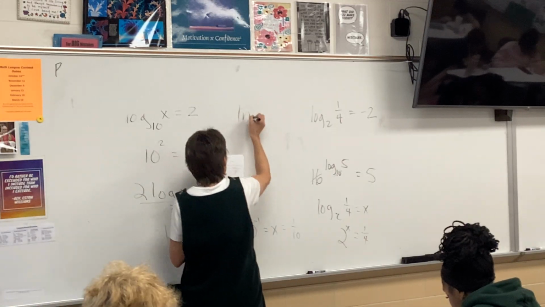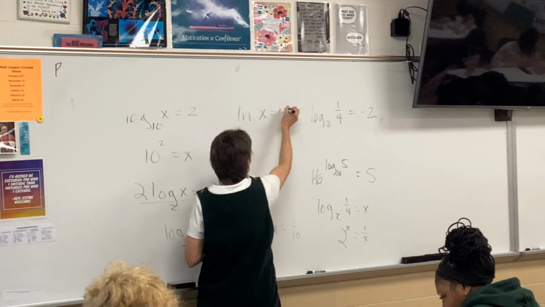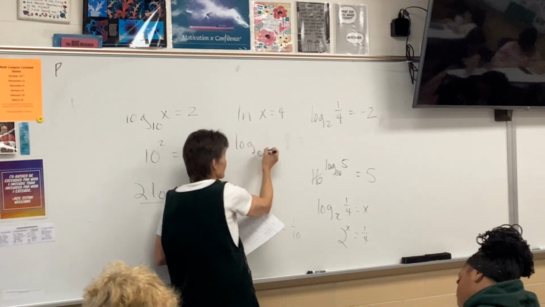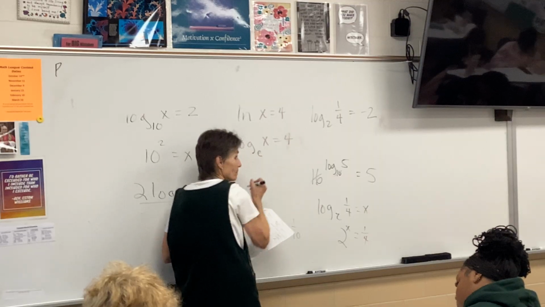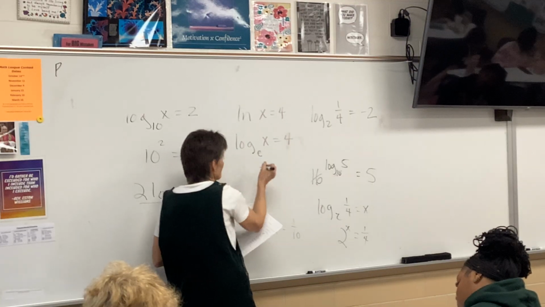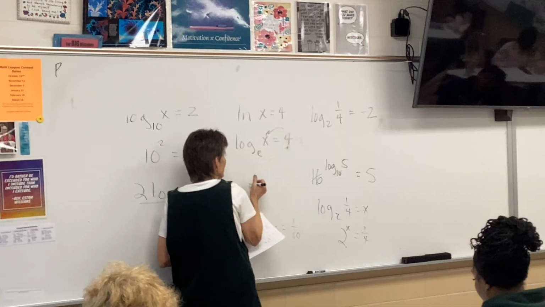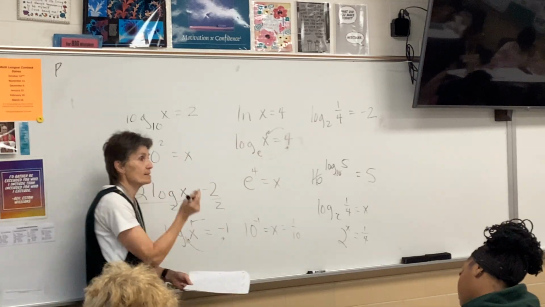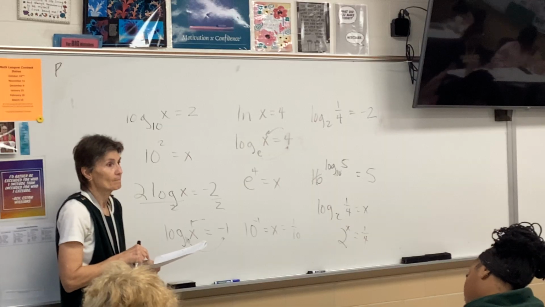Anybody know what C is? Well, it'll be log base E of x equals 4. When I loop-de-loo, what does it say? There you go. You wanna know what x is? X is e to the 4th.